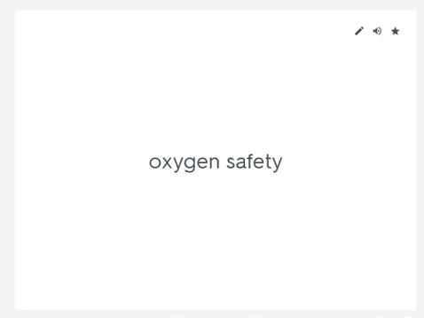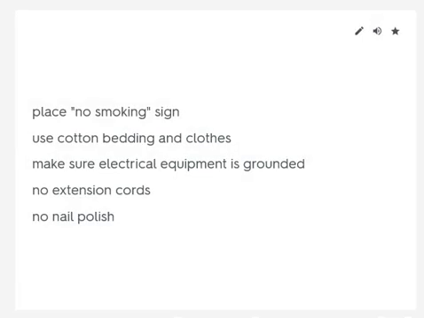Oxygen safety: place no smoking sign, use cotton bedding and clothes, make sure electrical equipment is grounded, no extension cords, no nail polish.